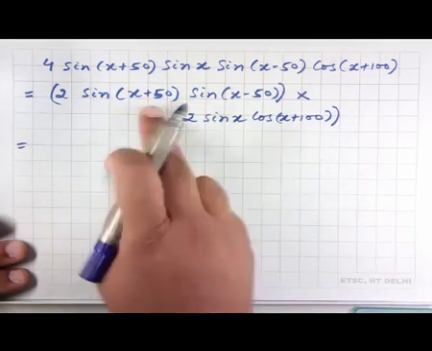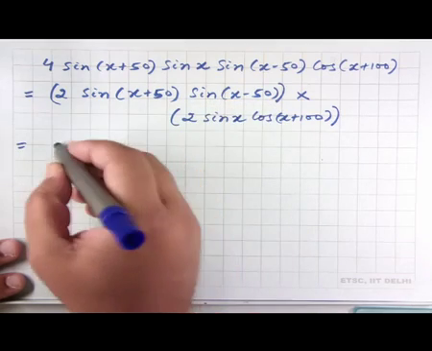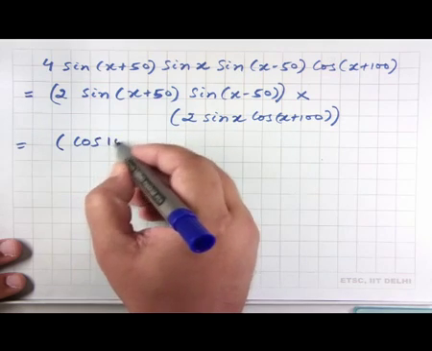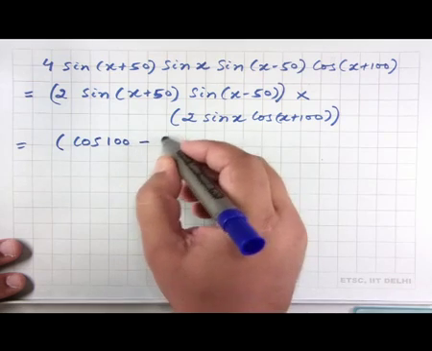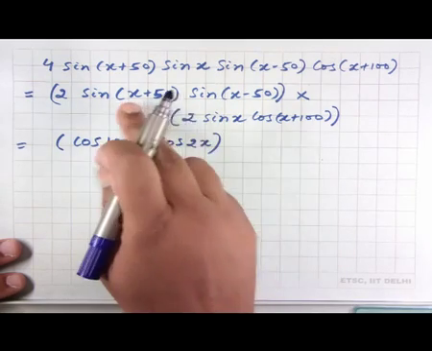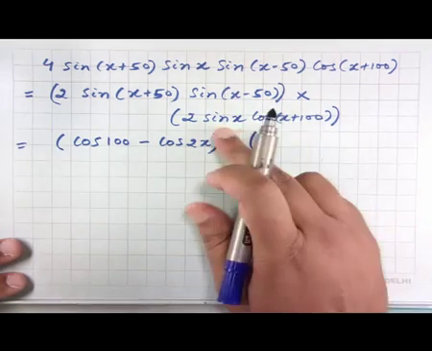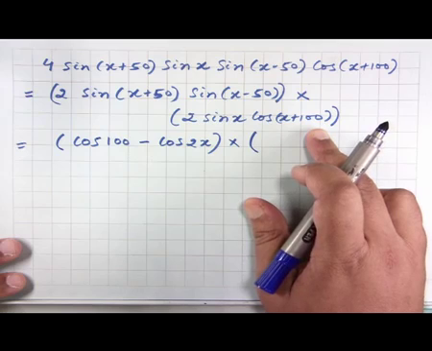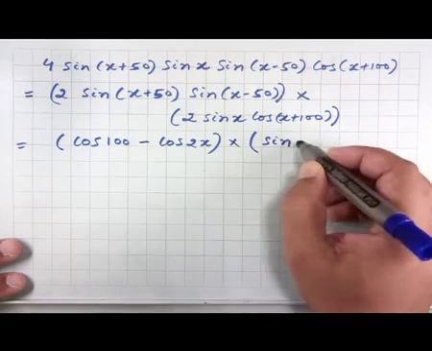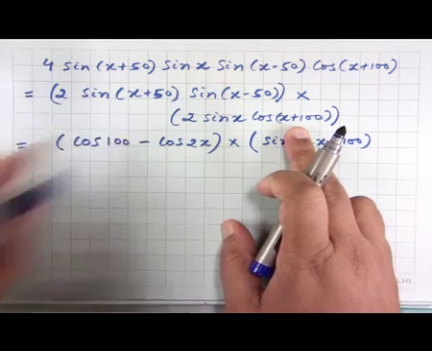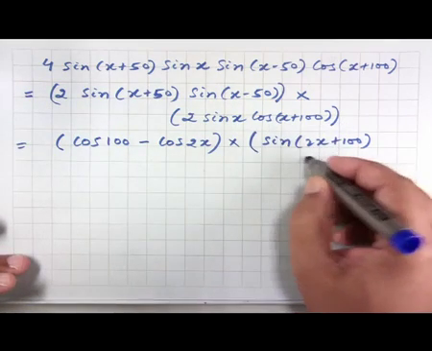Now, this is of the form 2 sin A sin B, which is equal to cos of A minus B minus cos of A plus B. So, cos of A minus B will be cos of 100 degrees minus cos of A plus B will be 2x. So, this is A and this is B. So, A plus B is going to be 2x multiplied by 2 sin A cos B for this other term. 2 sin A cos B is sin A plus B plus sin A minus B. So, sin A plus B is going to give us sin of 2x plus 100, and sin of A minus B is going to give us sin of minus 100, which is minus of sin of 100.